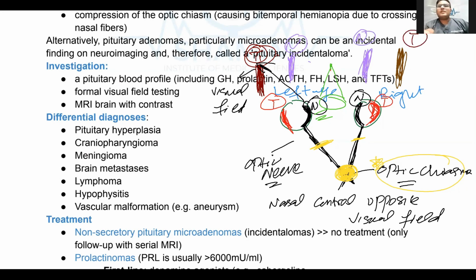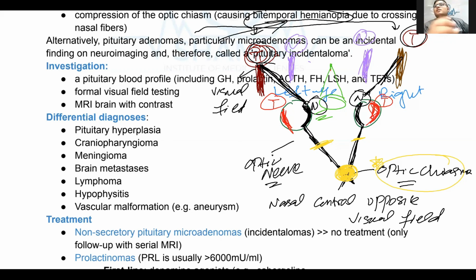T for temporal. So what will happen? I have shown with black. This nasal will cover the opposite visual field, which is temporal, and this nasal will cover the opposite field, that is temporal. So that's why, when optic chiasma compression happens, it is called bitemporal hemianopia. Bi means two, so both sides of the temporal area are affected. That is called bitemporal hemianopia. We will study it in more detail in the next lecture, where I will show you all the different pathologies associated with field defects.